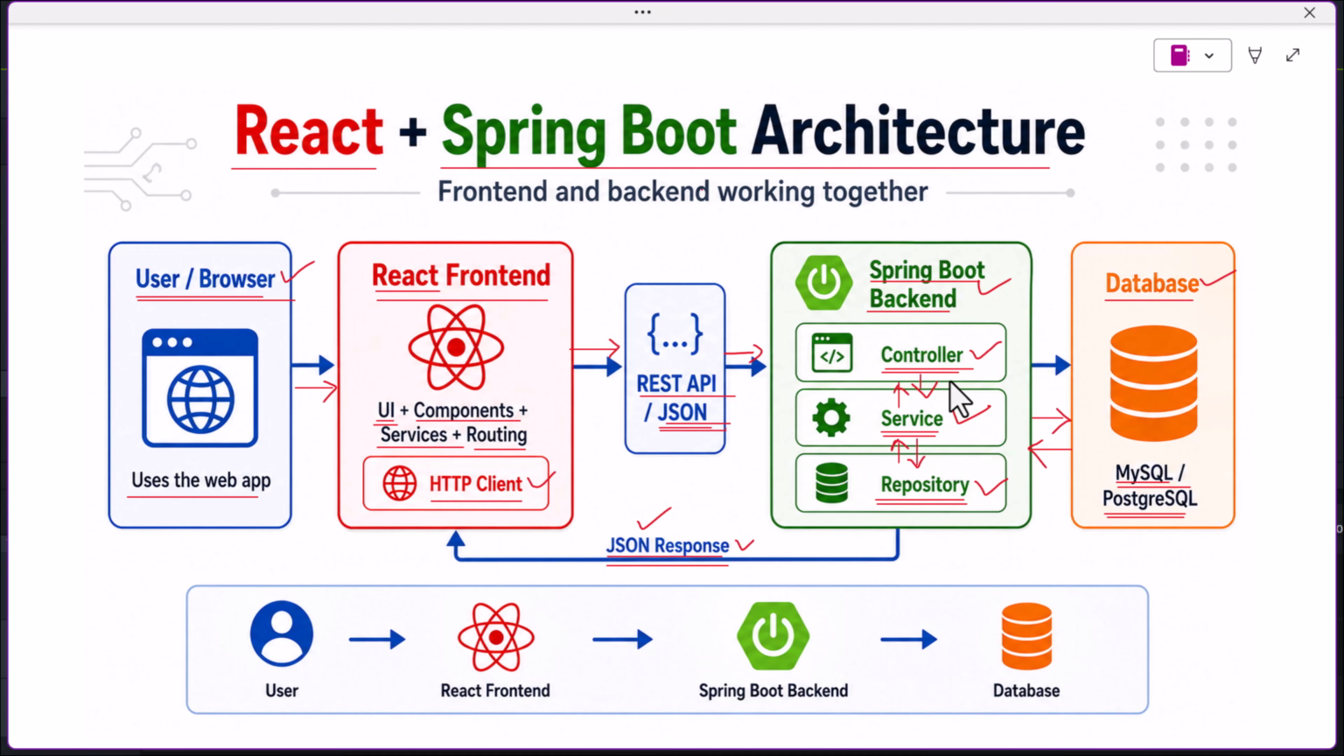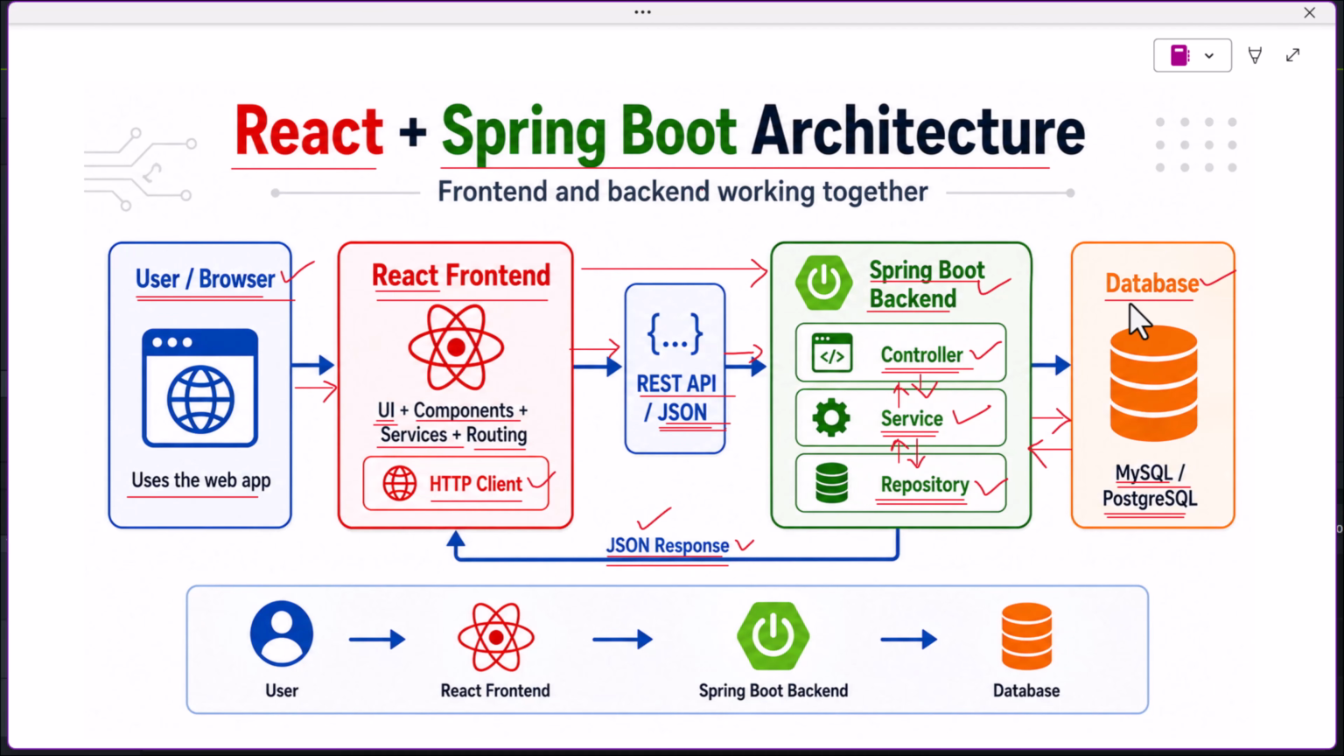For example, front-end developers can work on React screens, while back-end developers work on Spring Boot APIs. Both parts communicate using REST API contracts. If the UI needs to change, we can update React. If business logic needs to change, we can update Spring Boot. If data structure needs to change, we update the database and backend accordingly.